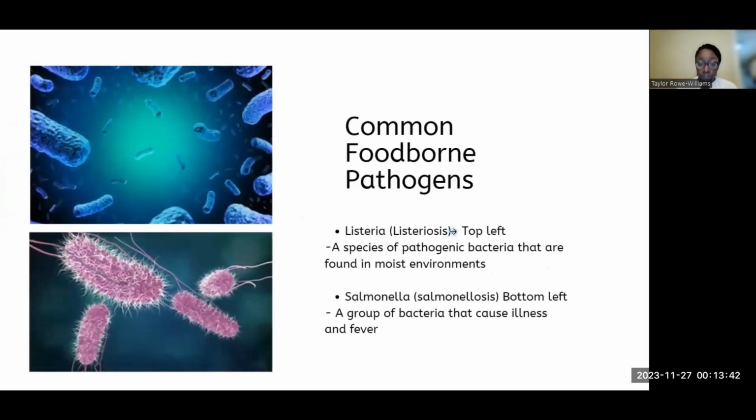Common foodborne pathogens. The two listed here: one, at the top left, is known as Listeria, also known as Listeriosis. It's a species of pathogenic bacteria that are found in moist environments. Listeria likes to grow in a wet, kind of dry, moist area. Think about how it rains and then it is dried by the sun; that's the kind of environment it likes to live and grow in.